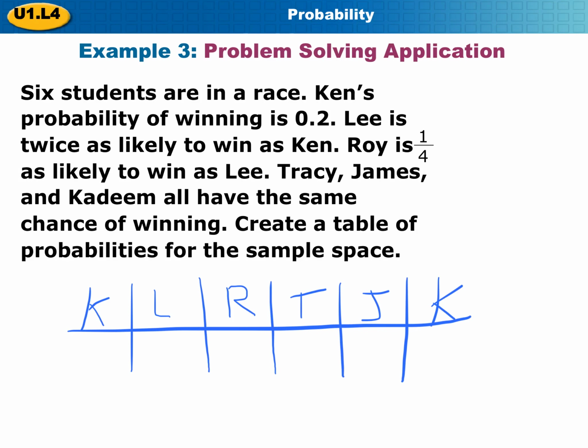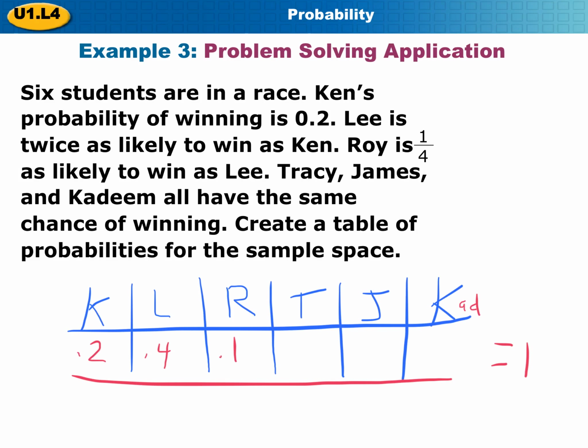Alright, so now all of these numbers, all of these probabilities have to add up to 1. So Ken's probability of winning is 0.2. So Ken was here. This is Kadeem at the end. Lee is twice as likely to win as Ken. So twice of 20% is 40% or 0.4. Roy is 1/4 as likely to win as Lee. So 1/4 times 0.4 or 1/4 times 40% is 10% or 0.1.